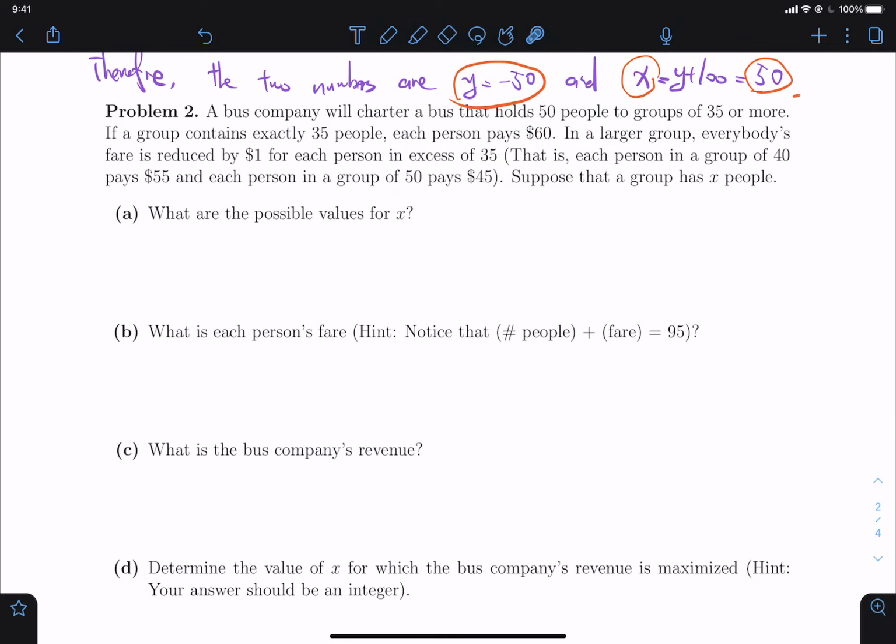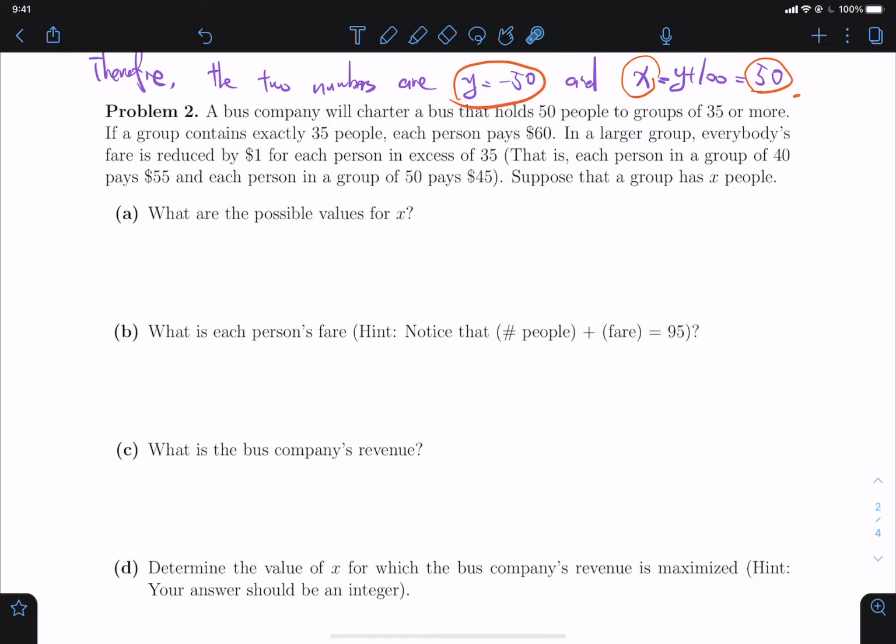Now, what are the possible values of x? The possible values of x are from 35 to 50, because 50 is the largest possible number of people in the group and 35 is the least, so it's between 35 and 50. That's also the domain of this function.